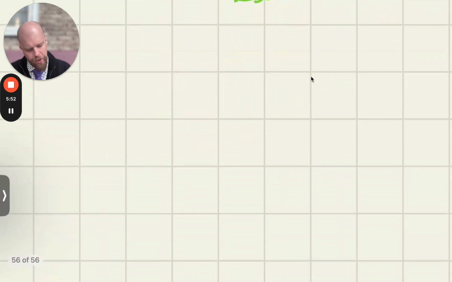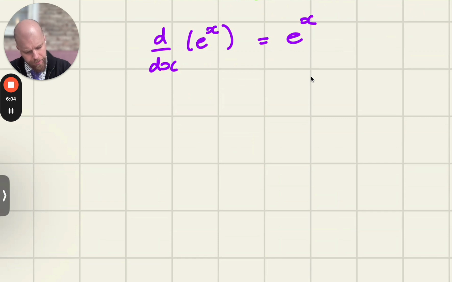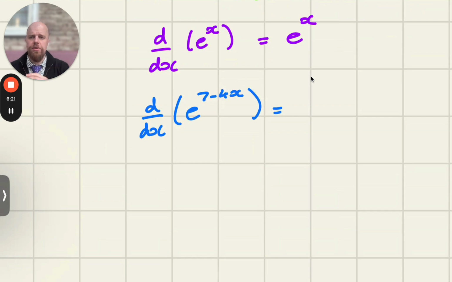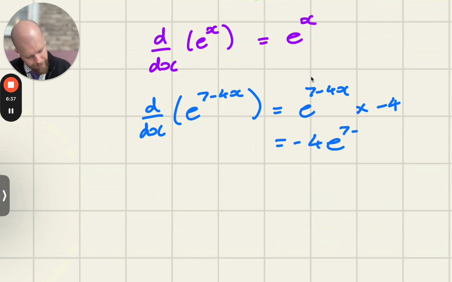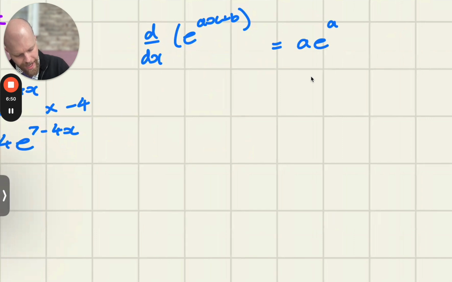Now let's look at the exponential and the logarithm functions. If I differentiate e to the x, I get e to the x. And this is one of the defining aspects of the exponential function, is that the gradient of the exponential function is the exponential function itself. That means that if I wanted to differentiate e to the 7 minus 4x, I do the chain rule again, so I do the inside and I do the outside. If I differentiate the outside, that's like e to the power something, so e to the power something stays the same, and then I just times by the differential of the inside, the 7 minus 4x, which is just minus 4. So the answer would be minus 4 e to the 7 minus 4x. And this is one of the general rules of differentiating exponentials, is that if I have e to the ax plus b, that leaves me a e to the ax plus b.